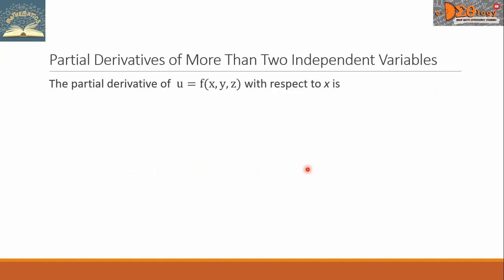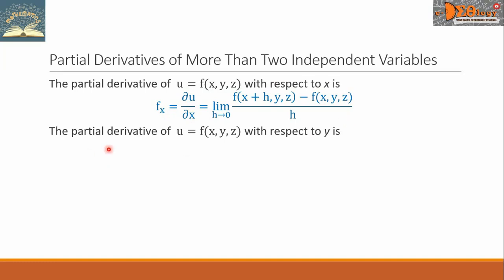By formal definition, we say that the partial derivative of u equals the function f of x, y, z with respect to x is this: f sub x equals the partial derivative of u with respect to x is equal to the limit of this function. We say that this is the definition of the partial derivative with respect to x.